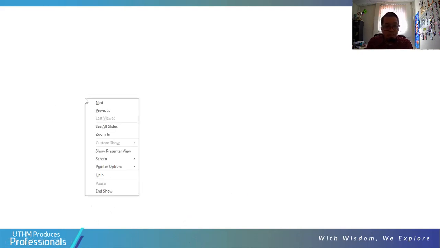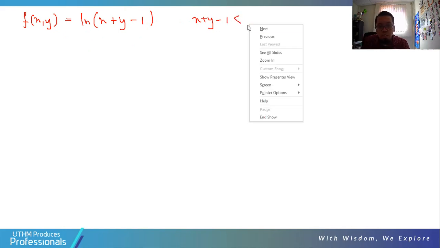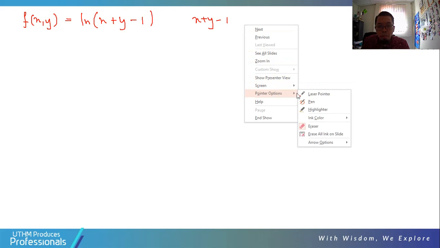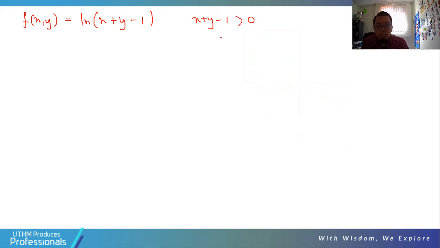So for the last example, I have given the function f(x, y) equal ln(x + y - 1). So the restriction here: x + y - 1 must be larger than 0. Okay, larger than 0. So x + y must be larger than 1.